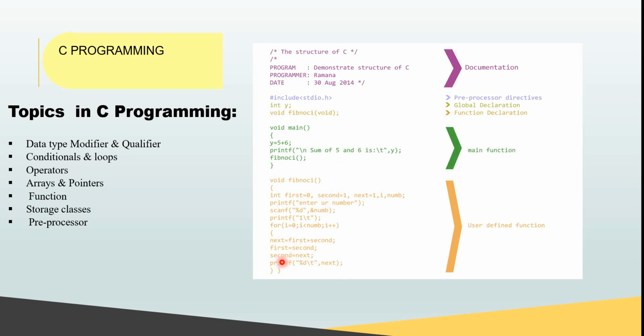Next here we can see second. What the second is now? At the starting, only for next equal to first and second we have written. So 0 plus 1 will definitely print 1 only. Okay.